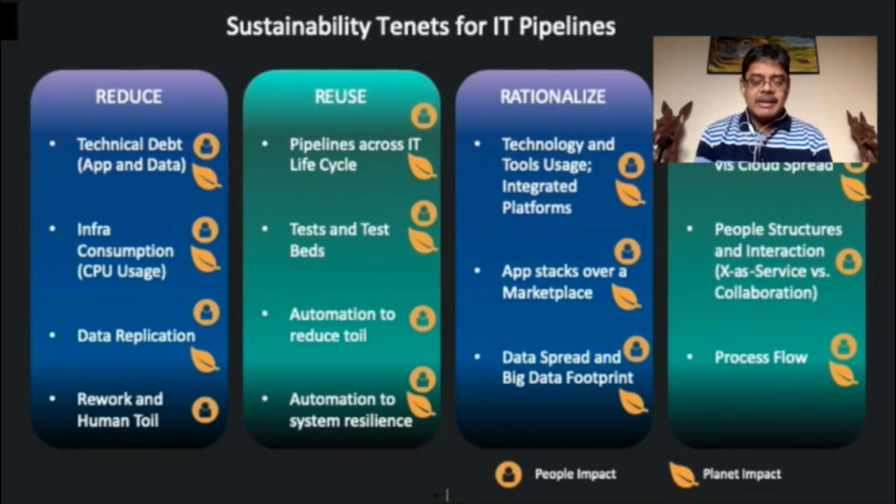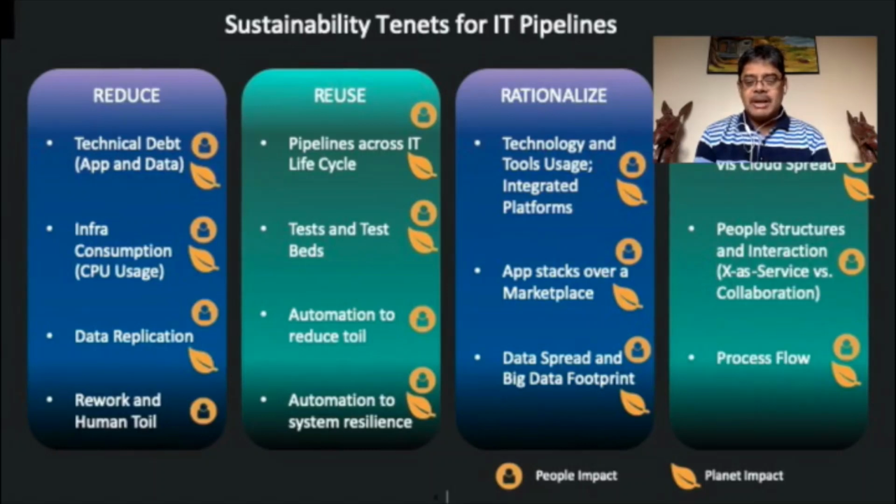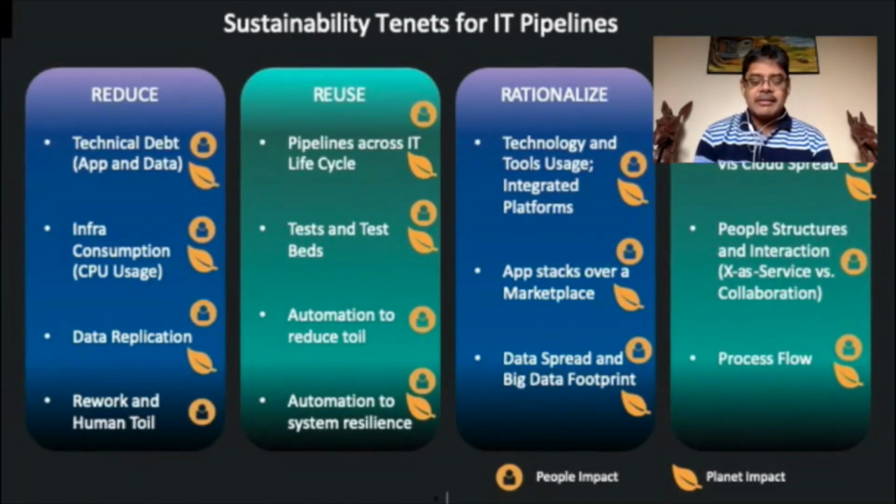Now, each of these pillars or tenets has either a people impact or a planet impact. The profit impact is definitely there, but we are not explicitly talking about profit impact here because that is the bottom line of any business or industry. In addition to profit, we look at the people and the planet aspect, or the impact that it creates. We would look at reduce, reuse, rationalize and optimize as the important tenets.